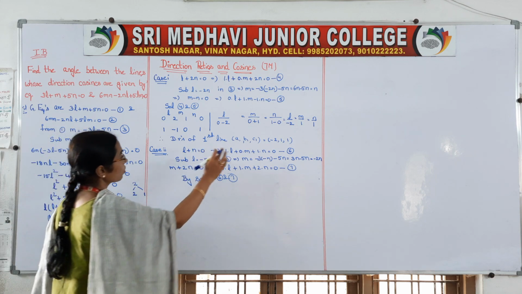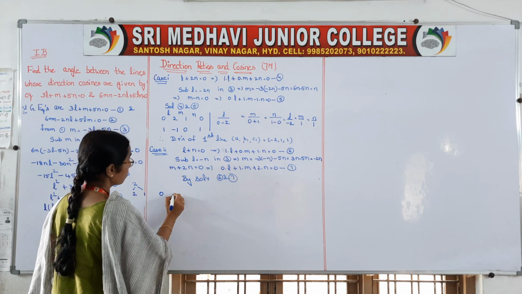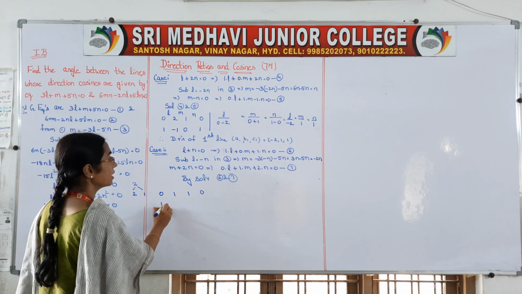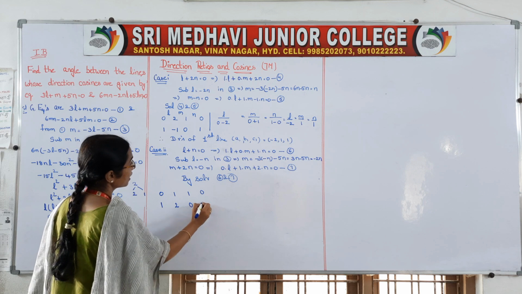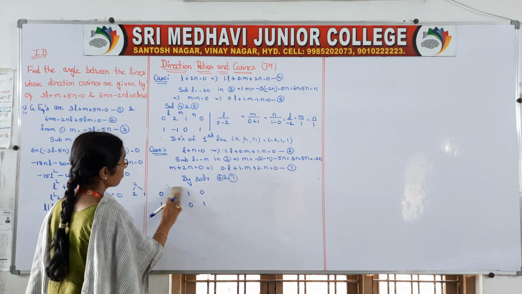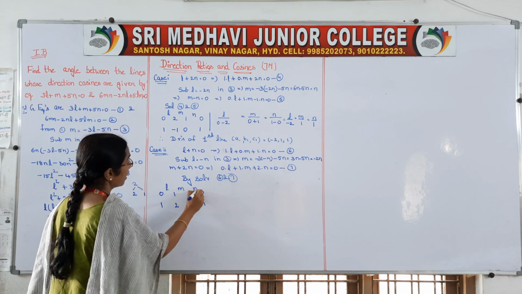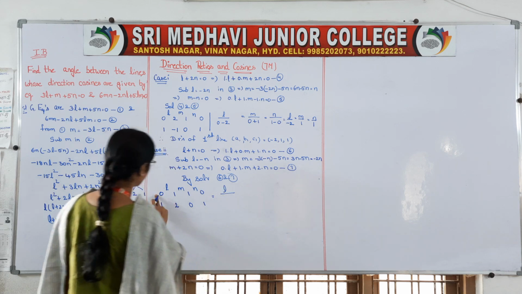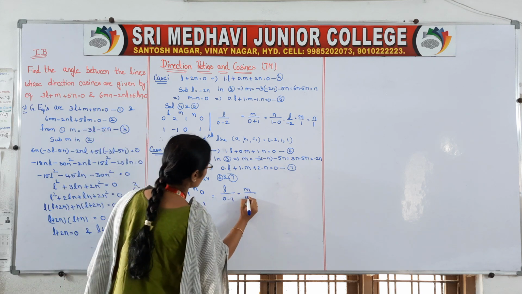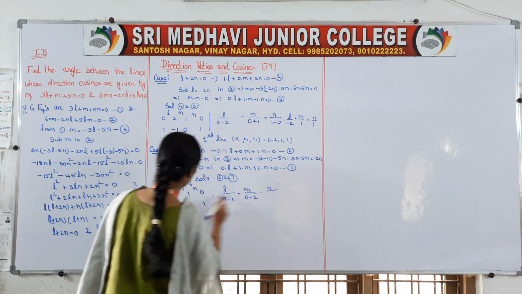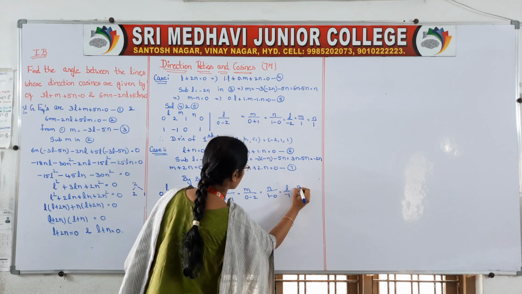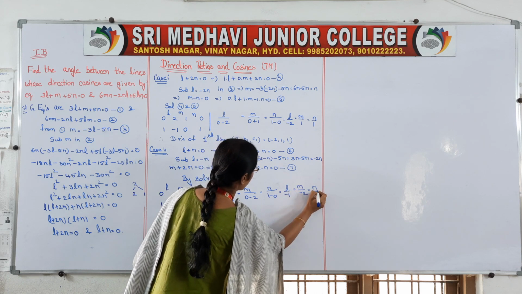How will we solve? M coefficient, N coefficient, L coefficient and M coefficient. Next, M coefficient, N coefficient, L coefficient, again M coefficient. In the middle we have to write LMN. So L divided by 0 minus 1 is equal to M divided by 0 minus 2 is equal to N divided by 1 minus 0, which is L by minus 1, M by minus 2, N by 1.